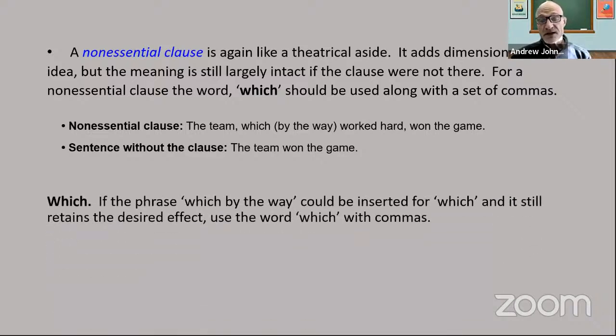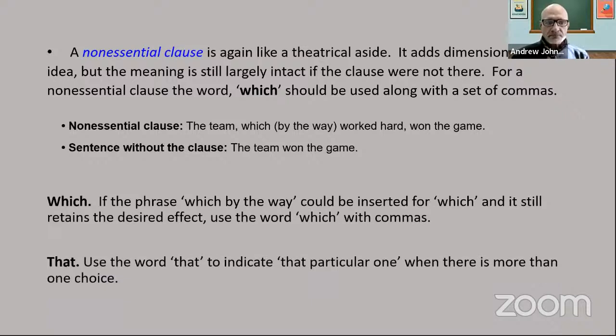If the phrase "which by the way" could be inserted for "which," and it still retains the desired effect, the word "which" would have commas and be used. The team won the game. The team, which by the way worked hard, won the game. There's only one team. There could be more, but that team won the game. And by the way, they worked hard. Use the word "that" to indicate that particular one when there is more than one choice. That's essential.